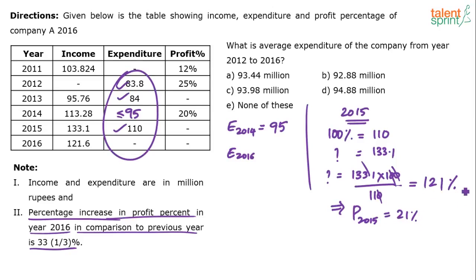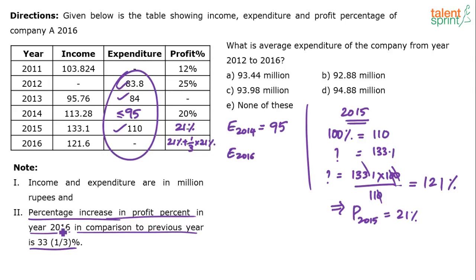If the selling price is 121%, this is like selling price, right? I told you income is like selling price. So if the selling price is 121%, I can say the profit is 21%. So we have got the profit of 2015, 21%. If this is 21%, according to the point given here, the profit of 2016 should be 21% plus 1/3 of 21%.